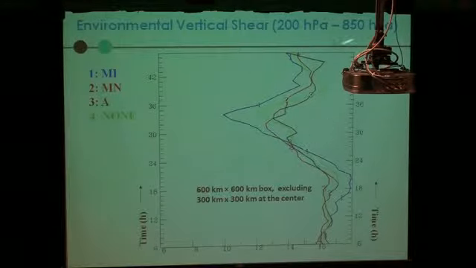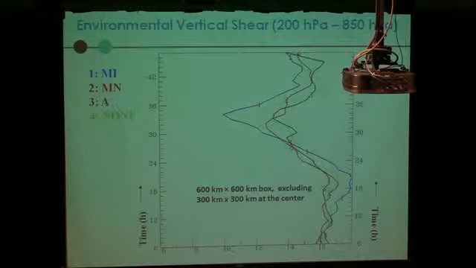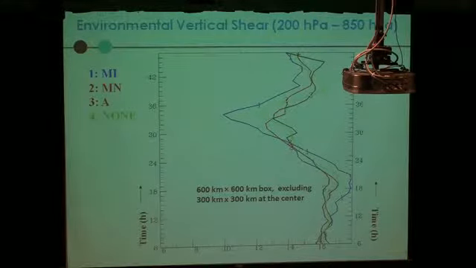meter per second. This is between 200 millibar minus 850 millibar, 10 meter per second. This is probably the criteria. The wind shear is weak enough, the hurricane can start developing, right? And then let's look at what's the GFS data.